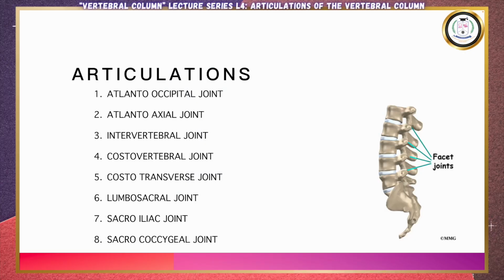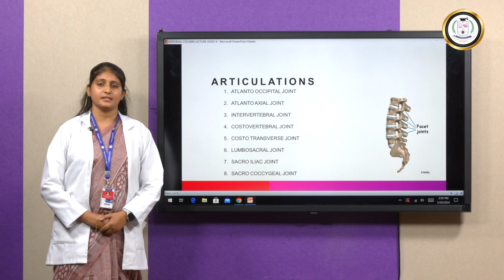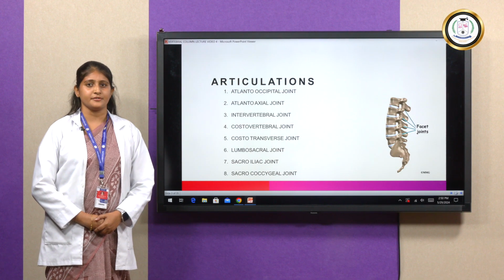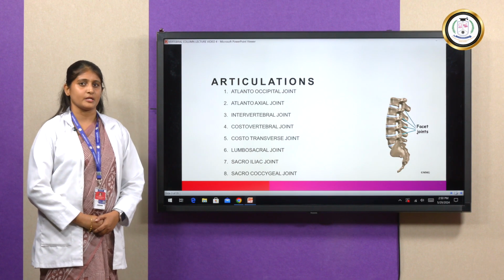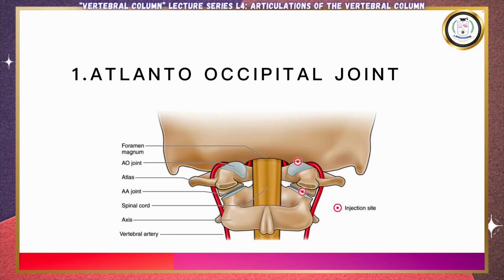First, we have the atlanto-occipital joint, then the atlanto-axial joint, then the intervertebral joint, then the costovertebral joint, costotransverse joint, then the lumbosacral joint, sacroiliac joint and sacrococcygeal joints. These are the different articulations at different regions of the vertebral column. So, we are going to see them one by one.